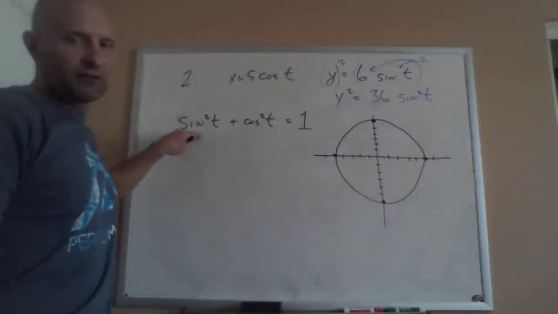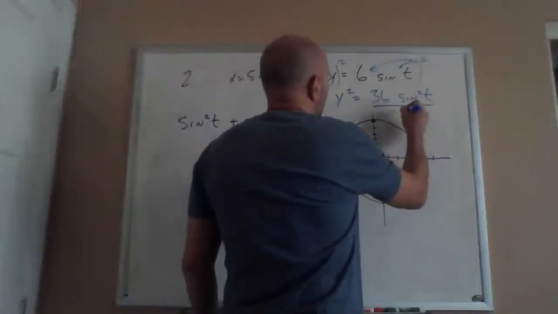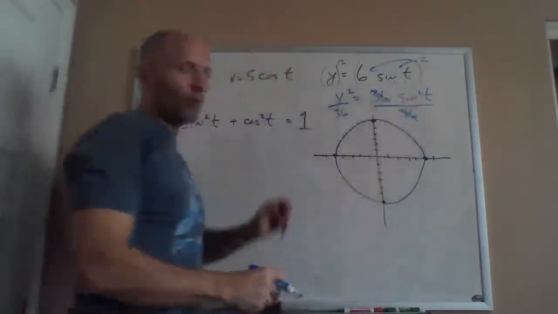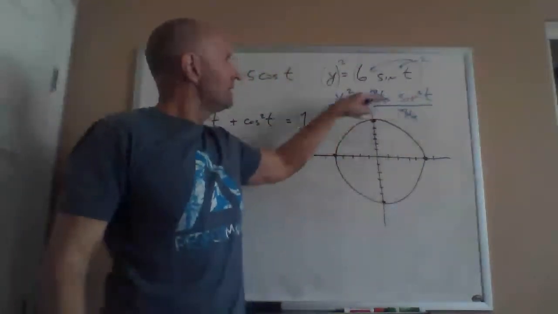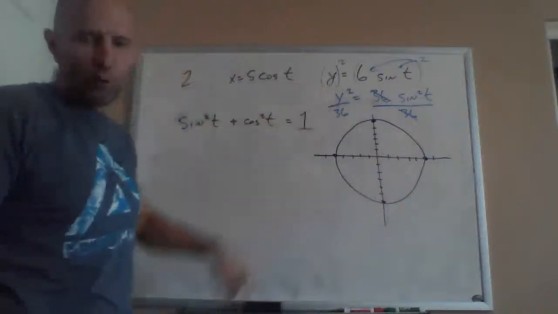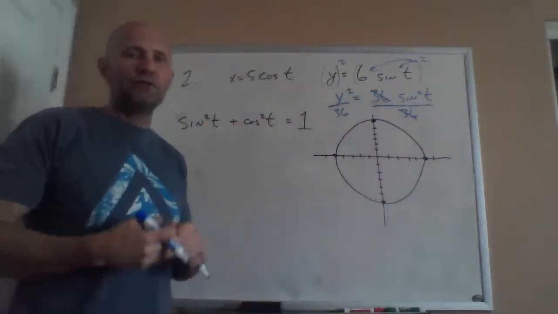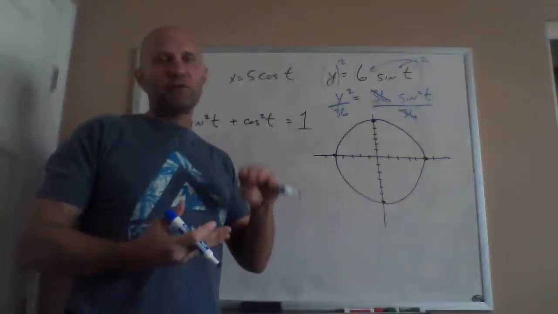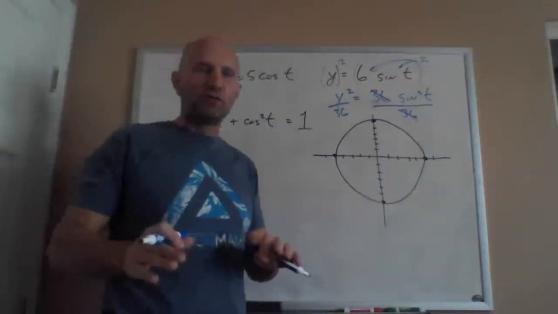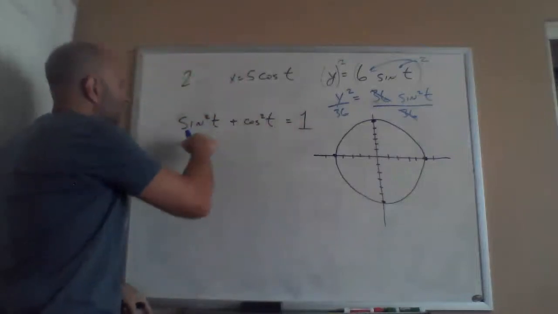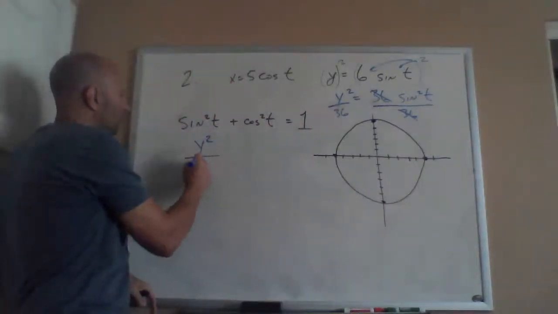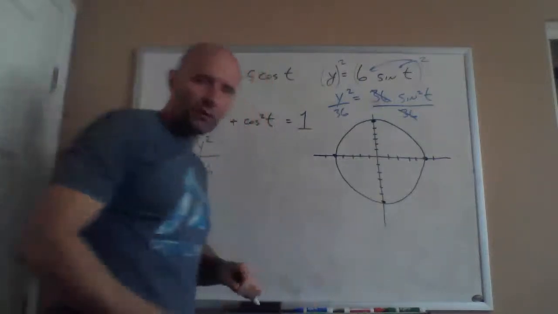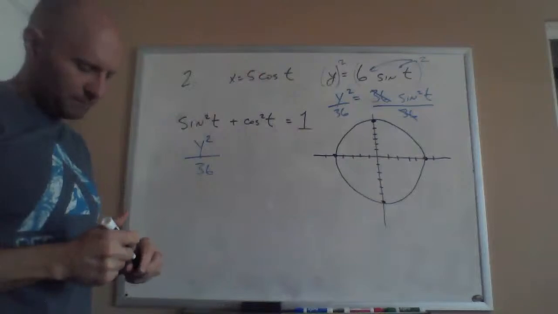But I want just sine squared by itself. So I have to do what? I have to divide everything by 36. So therefore, sine squared of t is just equal to y squared over 36, because by converting these to rectangular coordinates, I want my final answer just to have either x's, y's, or numbers. That's it, no trig functions. So that means sine squared is y squared over 36. So any questions on that before I move on?